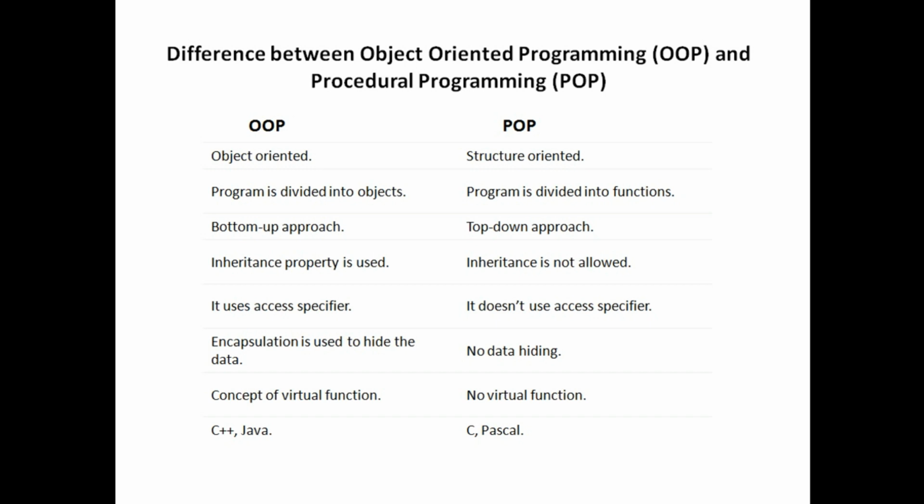Object-oriented programming uses access specifiers, whereas procedural programming doesn't use any access specifier. There is a concept of virtual function in object-oriented programming, whereas there is no such concept in procedural programming. Examples of object-oriented programming are Java, C++, whereas examples of procedural programming are C, Pascal.